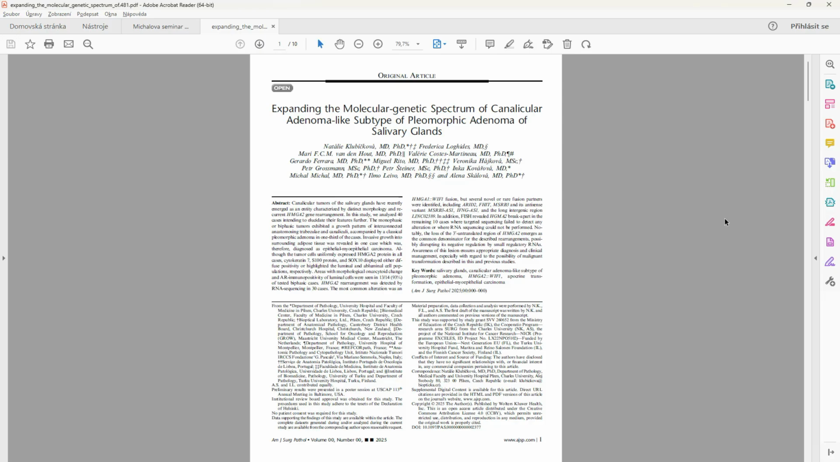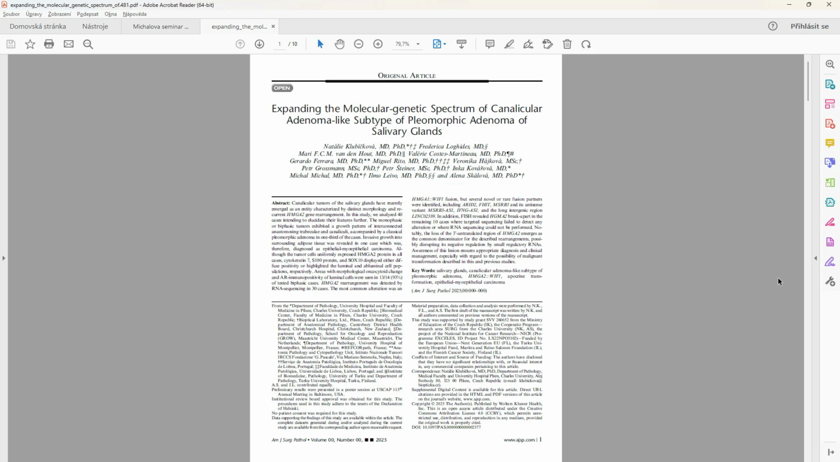And now, if you can show the paper, the diagnosis is pleomorphic adenoma, but a special variant, and we recently had a paper in 2019, with Abbas Agaimy. That was the first description. We coined the name canalicular adenoma-like tumor or pleomorphic adenoma. And in this paper, which I'm showing now, we present an expanding spectrum of molecular and also histological findings.